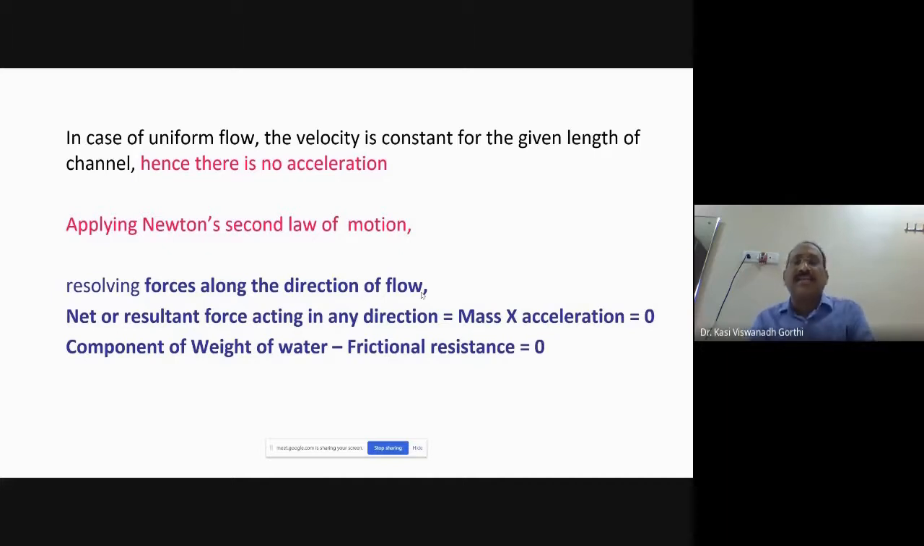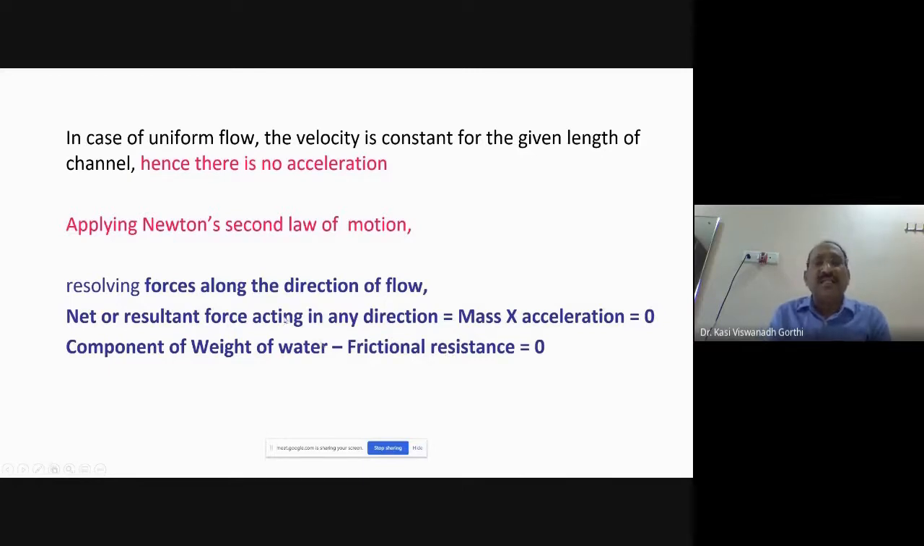We know the acceleration is 0 because the velocity is constant. Since the flow is uniform, velocity is constant, acceleration is 0. So mass into acceleration, or mass into 0, becomes 0. In other words, the net or resultant force acting on the control volume must be equal to 0. How do you get this resultant force? It is the algebraic sum of the two forces acting on the control volume. One force along the direction of flow of water and the other opposing the direction of flow of water. One is the component of the weight and the other is the frictional resistance.